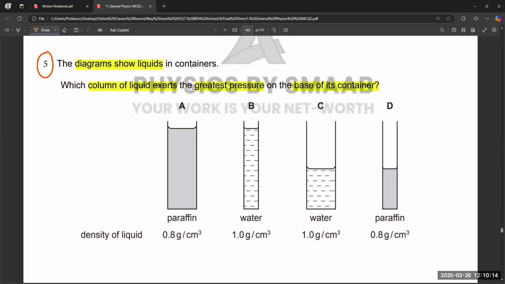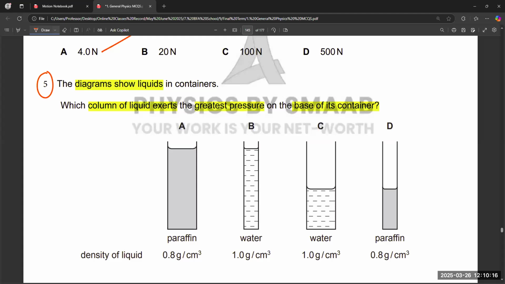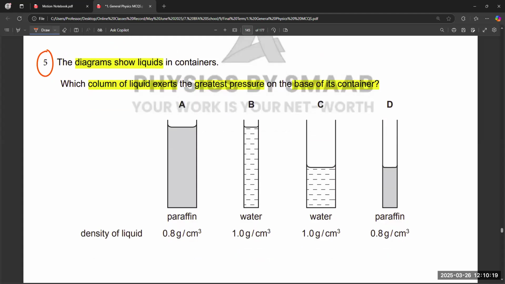So C. Option C, okay. Again, we have to use the same formula: density, gravity, and the value of depth. So basically we have densities given. The density of water is greater than the density of paraffin. So it means paraffin is not possible because density is less. Paraffin always gives you a small answer because the density of the paraffin is less. Value of g remains the same. Now the value of depth.